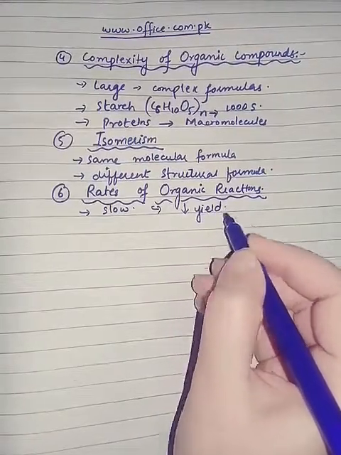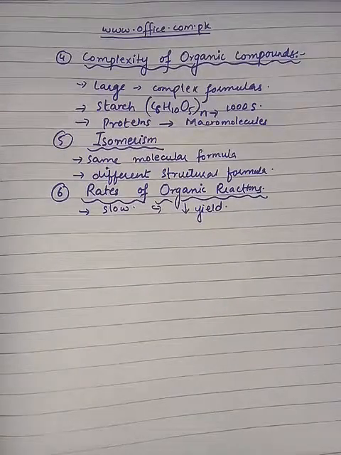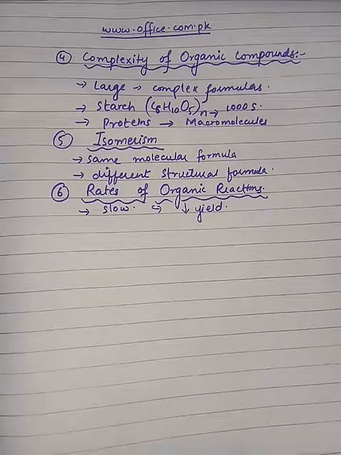So the products are formed in very small amounts, and the slow rate of organic reactions is because the molecular nature of organic compounds forces them to do so. They are covalent and it is very difficult to break the covalent bond. Ultimately more time is required to break the covalent bond, and because of that the rates of reactions are slow.